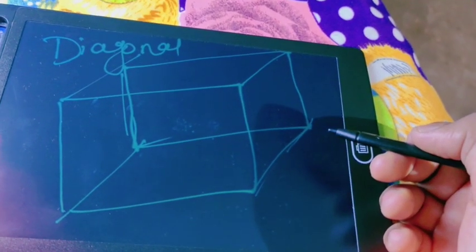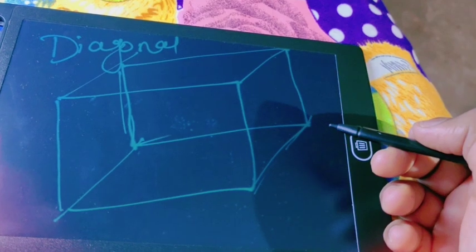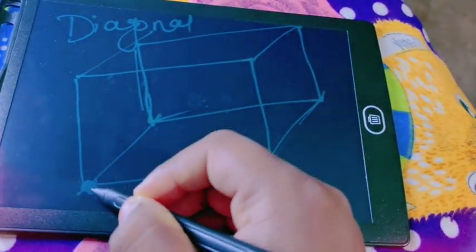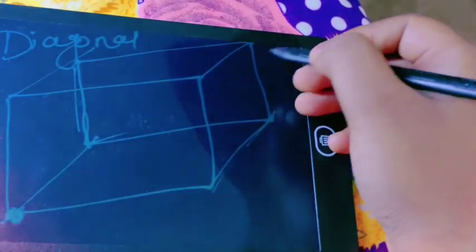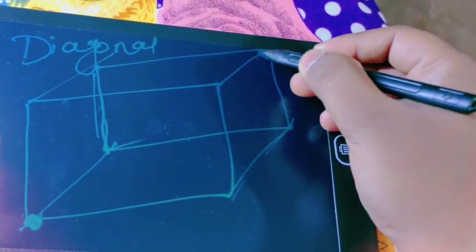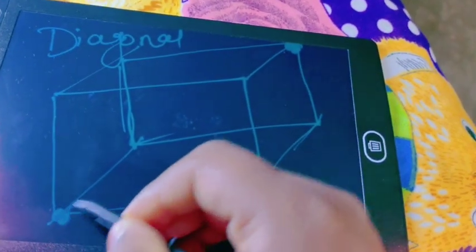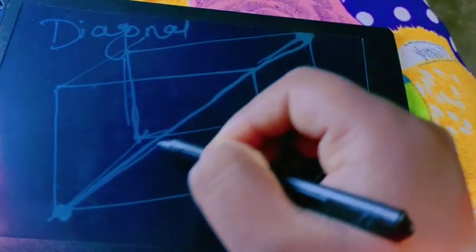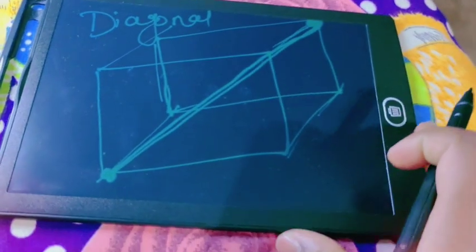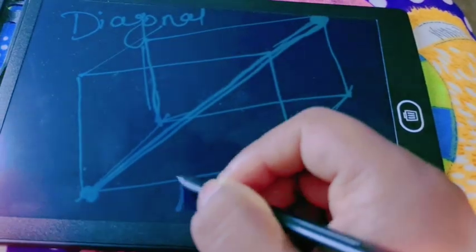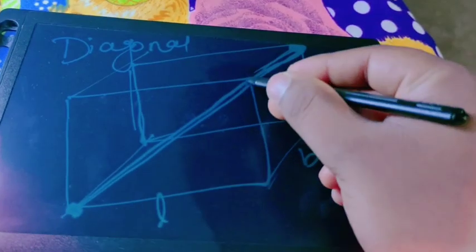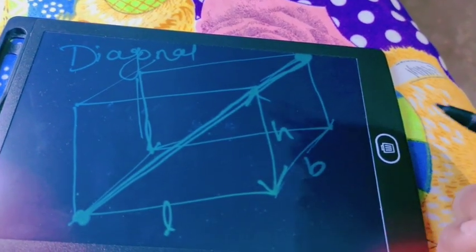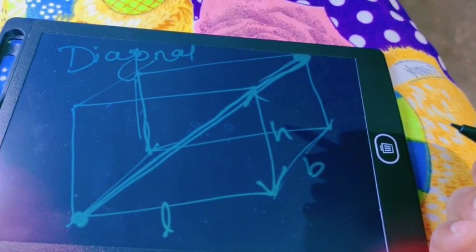Diagonal of a cuboid. What is a diagonal? If we join this vertex of this cuboid with the opposite vertex, that is this one, then we can obtain the diagonal of this cuboid. This is L, this is B, this is H. Now what will be the length of its diagonal?